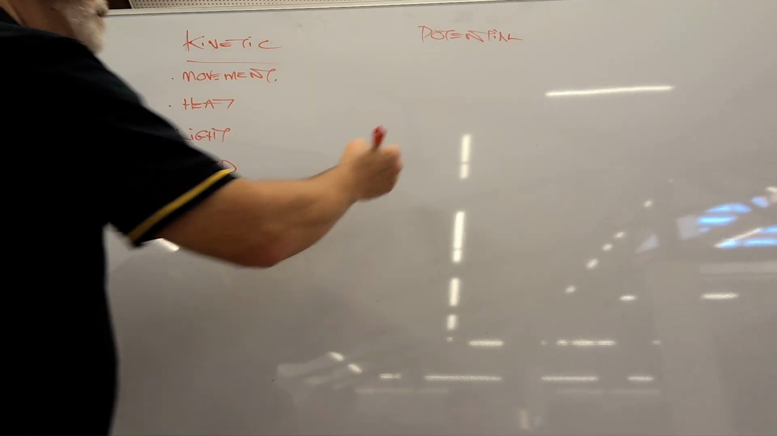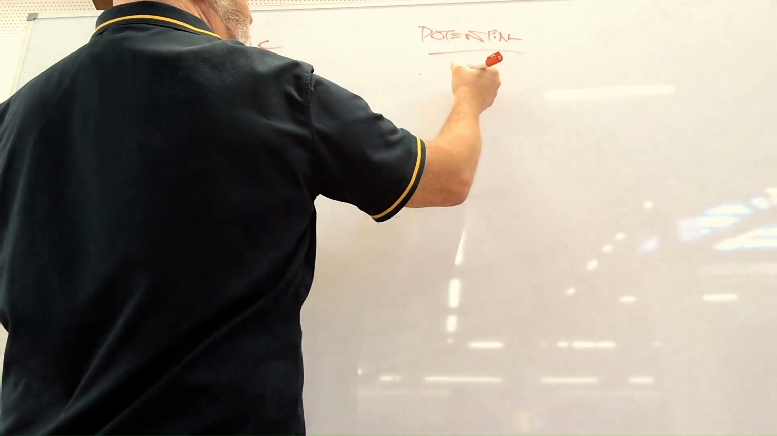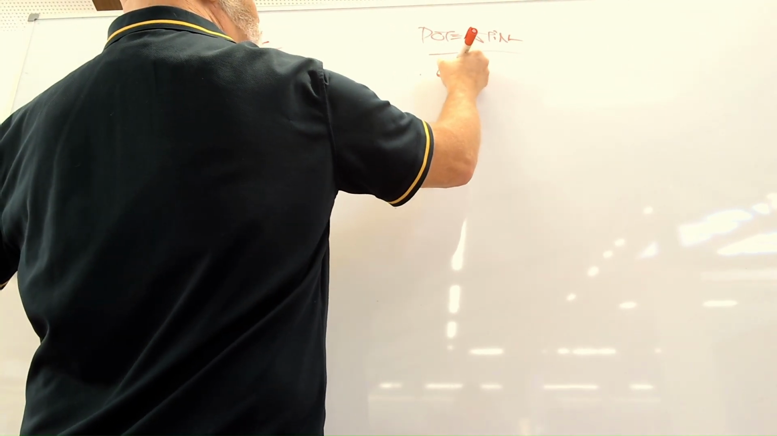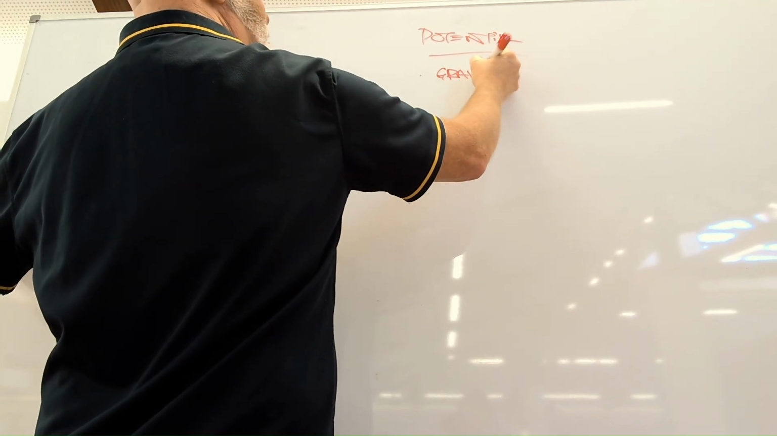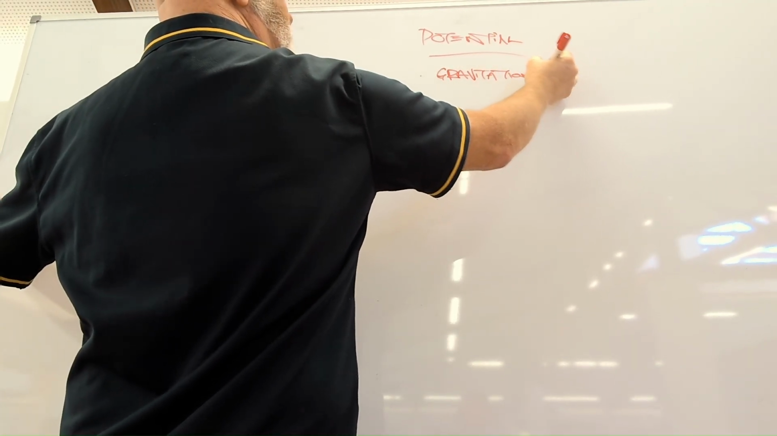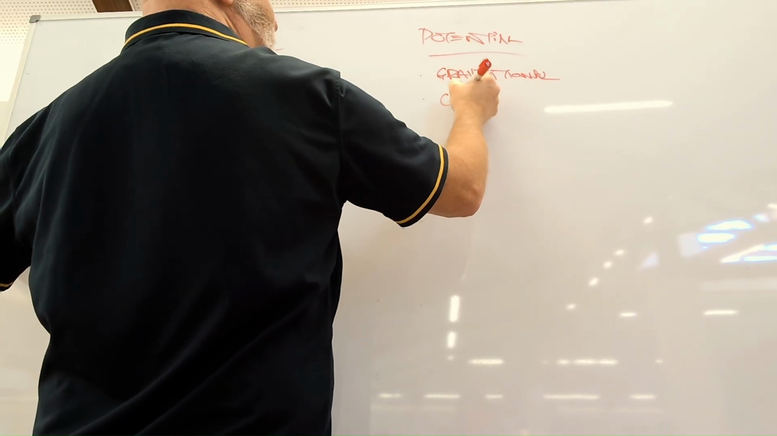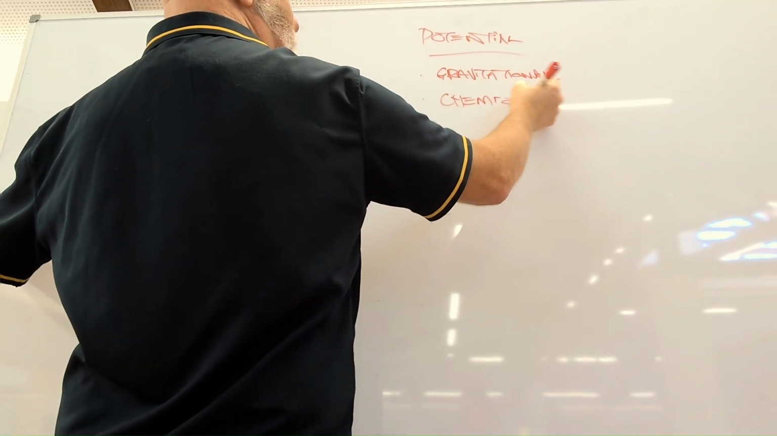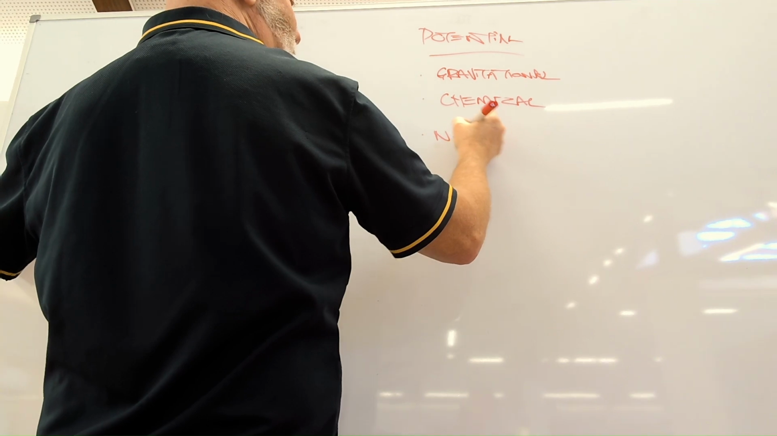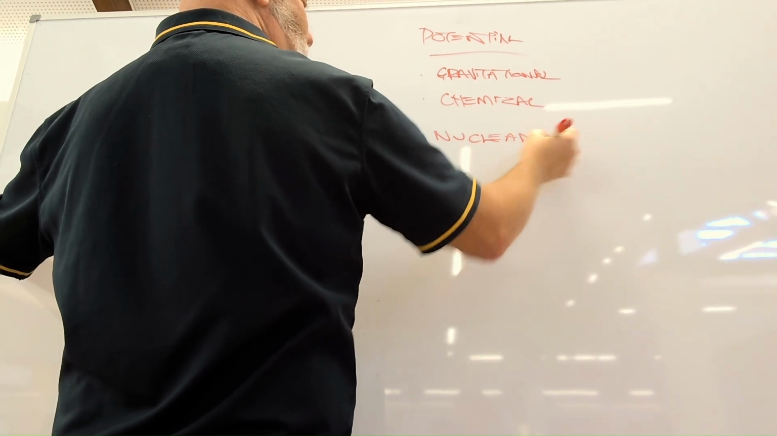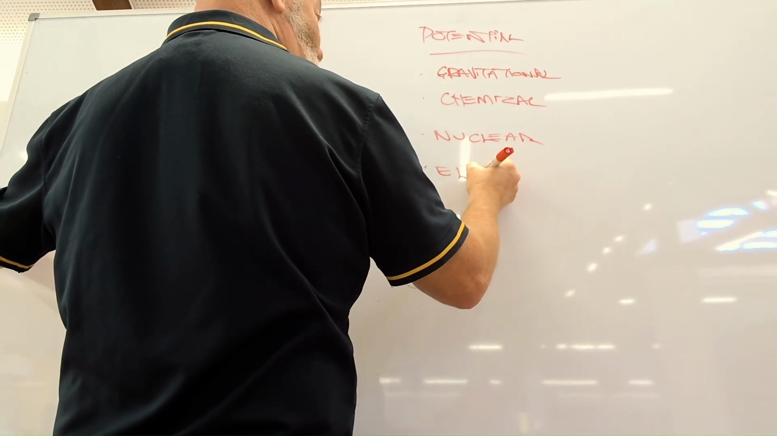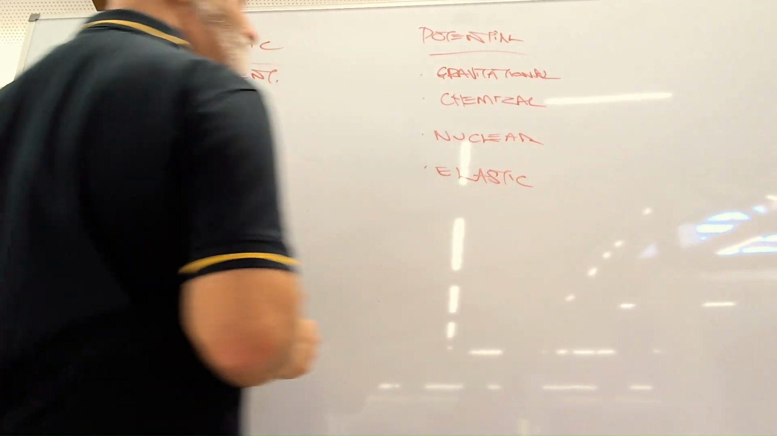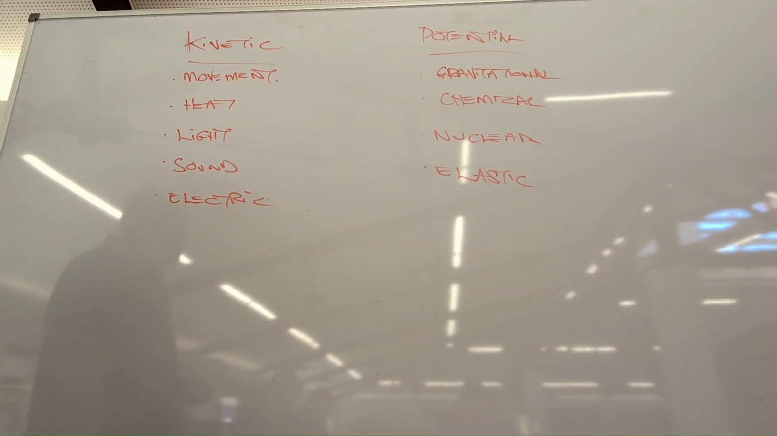Potential is the storage. So there is gravitational storage, or GPE. Gravitational. There is chemical. There is nuclear. There is the most boring one, elastic. And they all store energy.